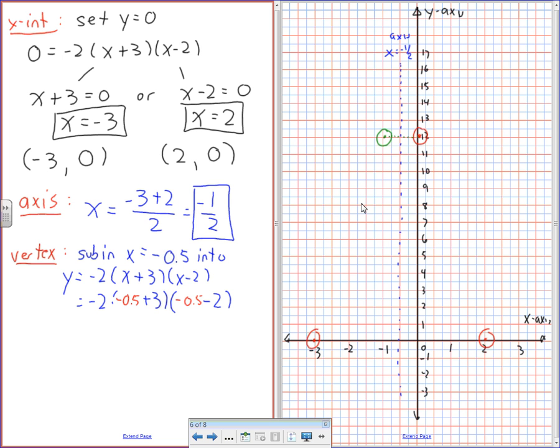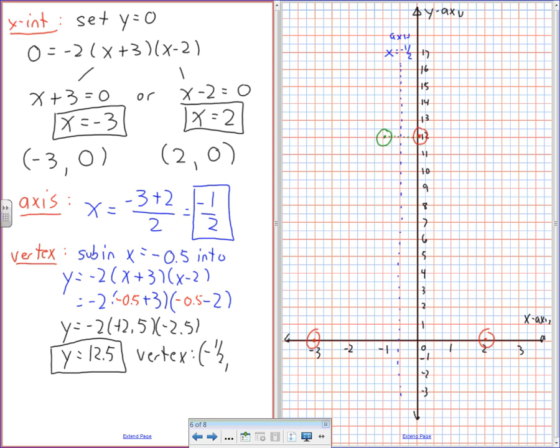So if you turn that into y equals -2 times +2.5 times -2.5, that should be 12.5. Therefore, my vertex is -1/2 and 12.5. If you did that as far as fractions, wonderful, good for you. I chose not to though, and there are the decimals there. If you did it in terms of fractions, wonderful.